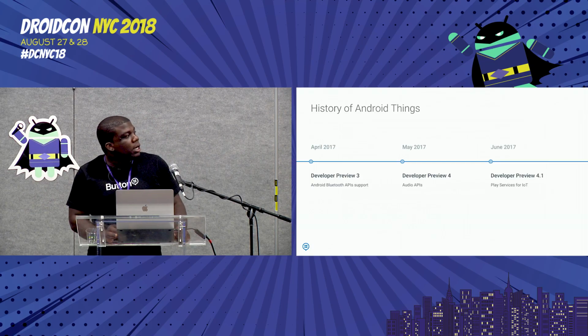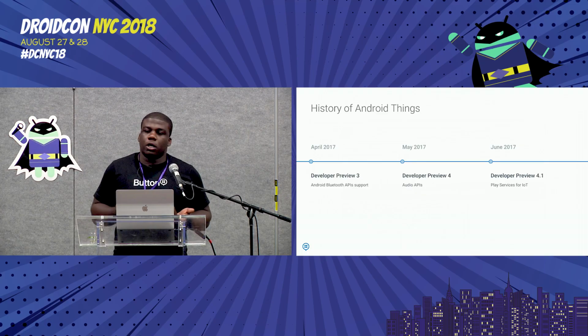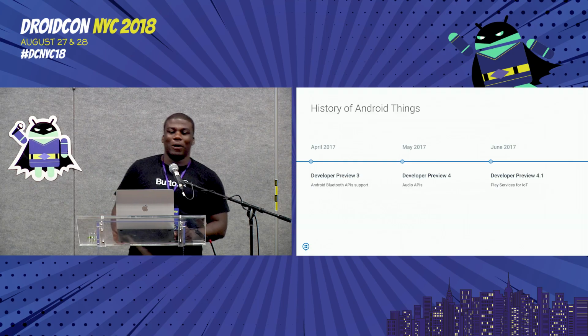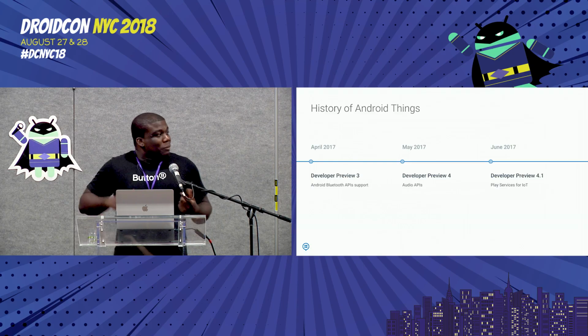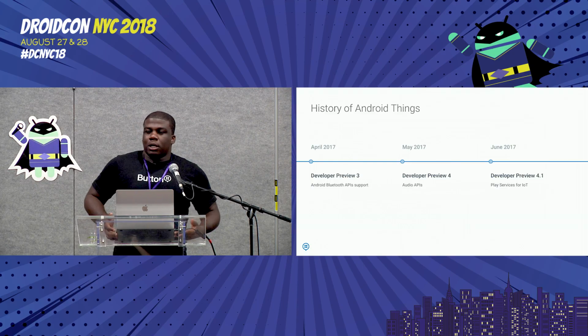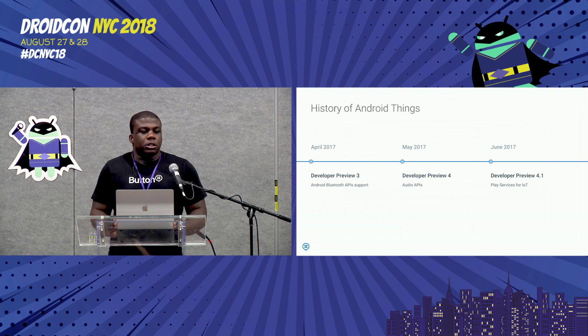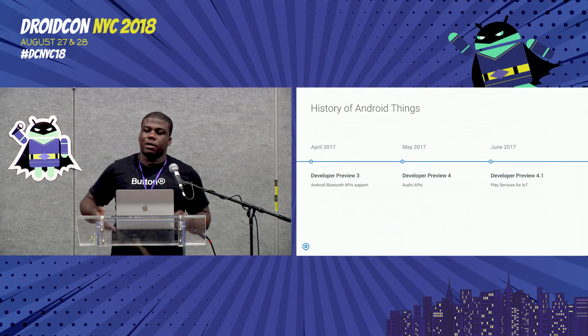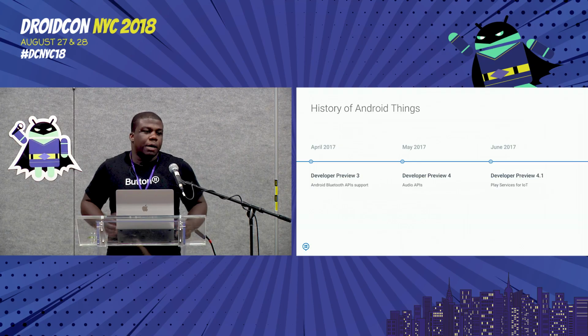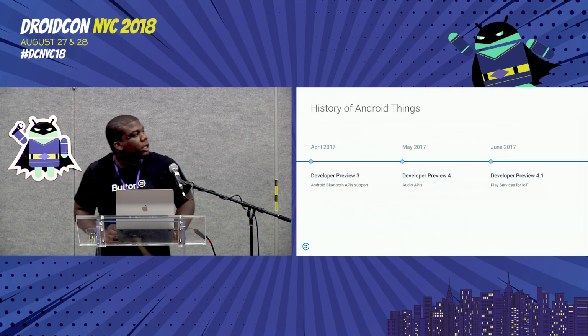And in 4.1, they introduced a new variant of Play services. I'm not sure if anyone has tried importing all of the Play services dependencies before, but it's a pretty big library in general, which is why they broke it down so you include what you actually want. They introduced Play services for IoT, which is a stripped down version of Play services, optimized for Android Things.